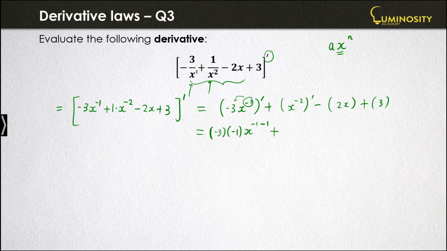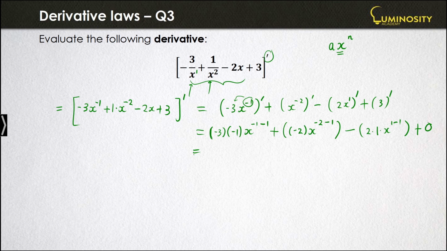Plus, now for this one here, we bring the exponent down again, so it's going to be negative 2 times x to the power negative 2 minus 1 from the exponent. Minus, okay, so I put my derivatives here. The derivative of 2x, remember x has a power of 1, so it's 2 times the 1 times x to the power 1 minus 1. And then lastly, from the constant law, the derivative of 3, which is a constant, is 0.